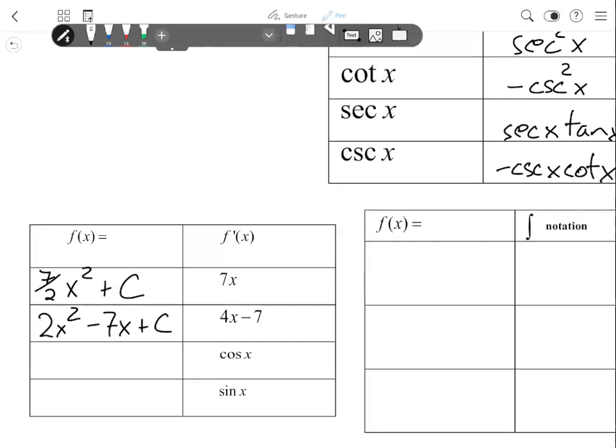Well, looking at the table that I filled in above, the derivative of what gives me cosine of x? Well, that would have to be sine of x plus c. And then the derivative of what function gives me sine of x? That would have to be negative cosine of x plus any constant.